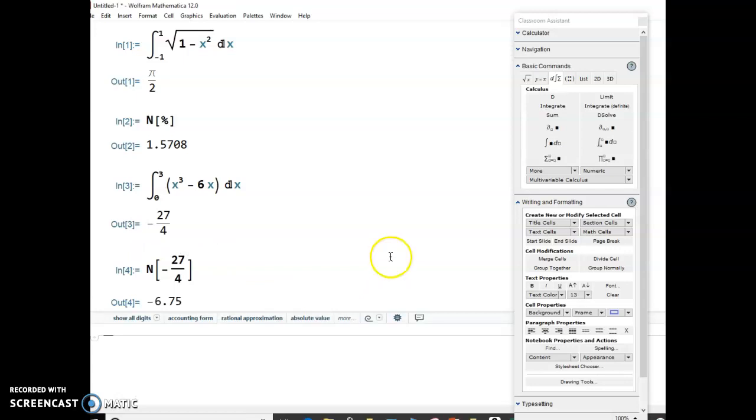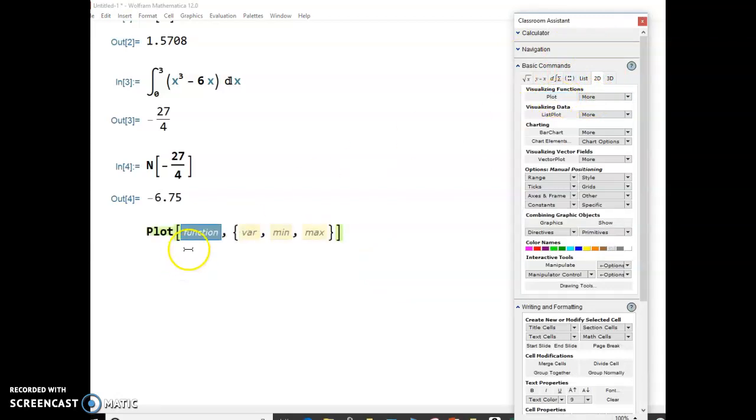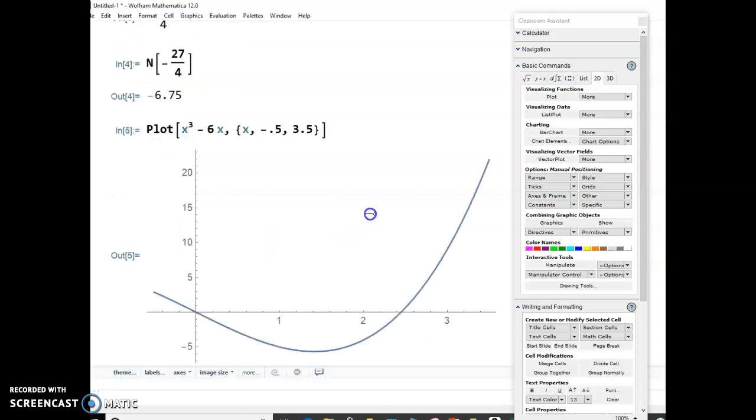Now, there's a couple other ways we can also interpret this. Again, Mathematica is such a great tool to help us with a lot of these ideas. What I'm going to do is plot this curve, and I'm just going to grab it here so I can copy and paste it into here. I'm going to look at it from, let's go from negative 0.5 to 3.5. There we go. It looks something like that.